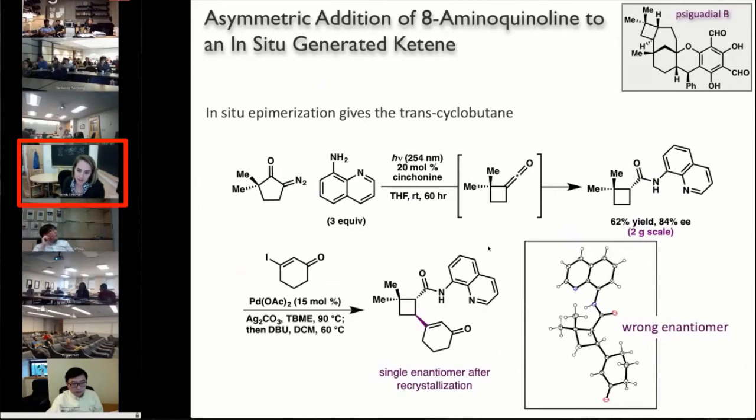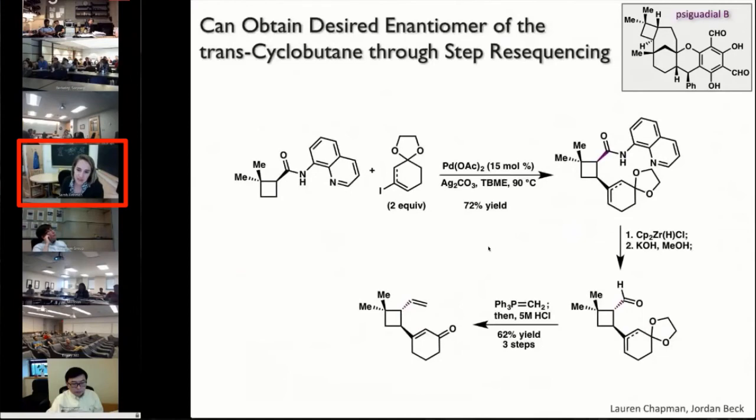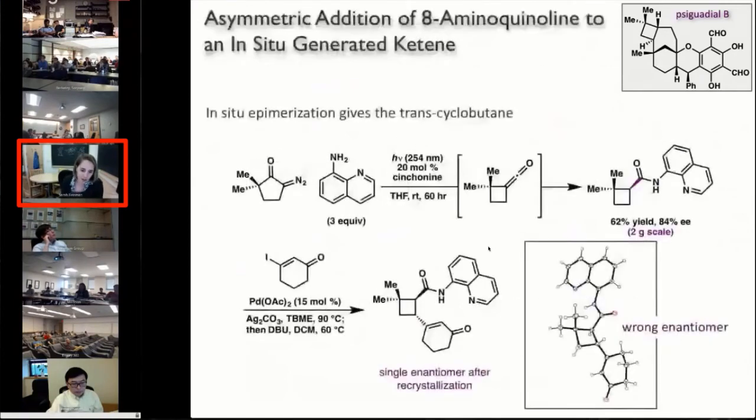And unfortunately, we realized that cinchonine gives us the wrong enantiomer of the cyclobutane product here. So that was unfortunate. If you go to the next slide, really what we have is the stereochemistry as I've indicated now. So we're in the wrong enantiomeric series. We were able to correct that.